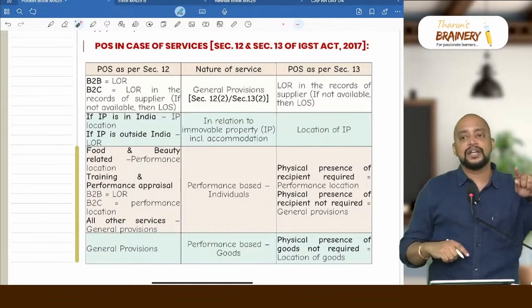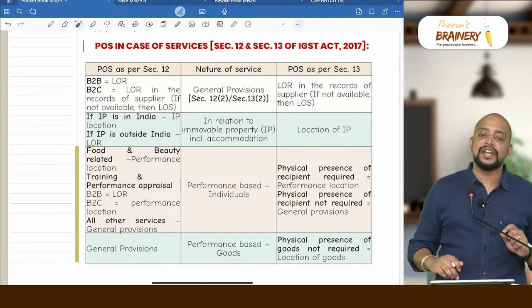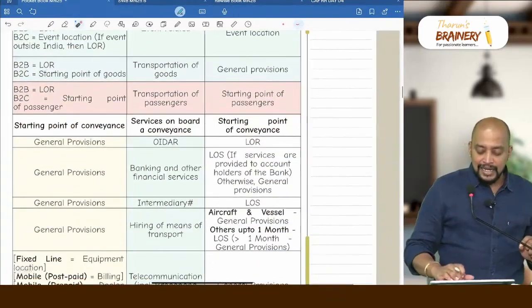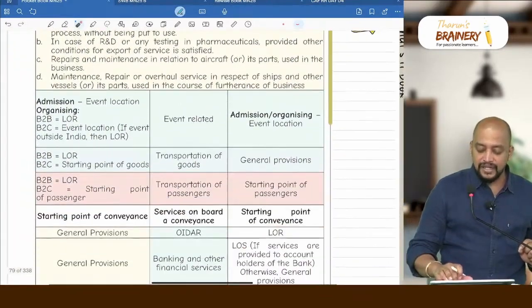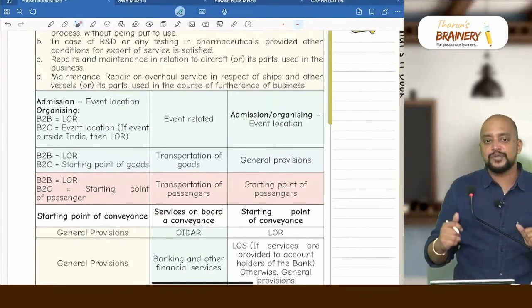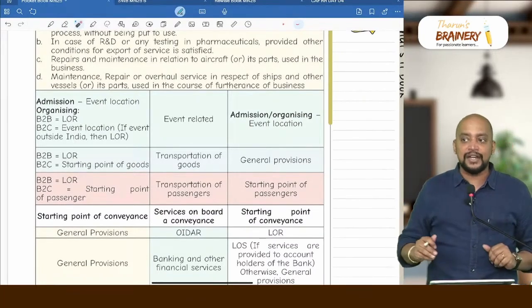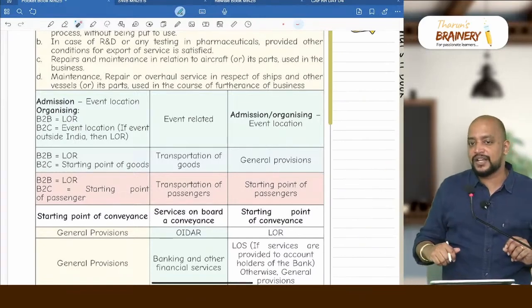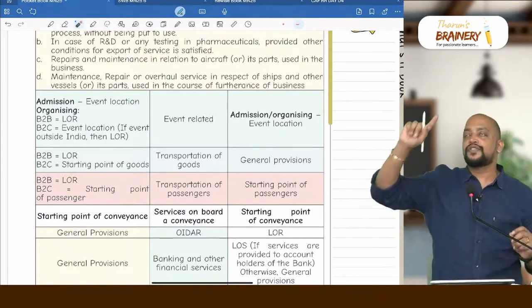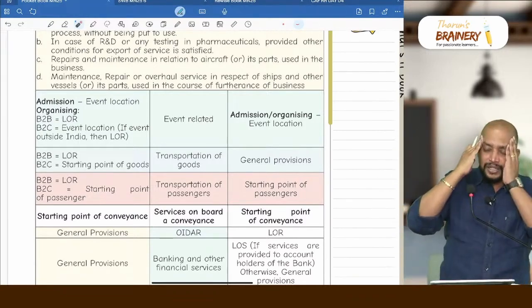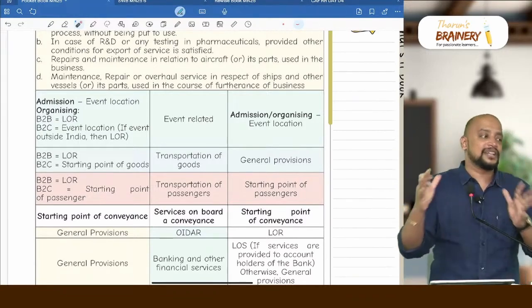Like this adjustment, that is a special point applicable even in case of organizing an event. So go to organizing an event. Logically, what should be taken as the place of supply? Location of event. Let it be section 12 also, 13 also. Location of event only is taken as the place of supply. Correct or not? Of course, for organizing an event, B2B, B2C is there. That already we know. So try to remember the logic to the extent possible.